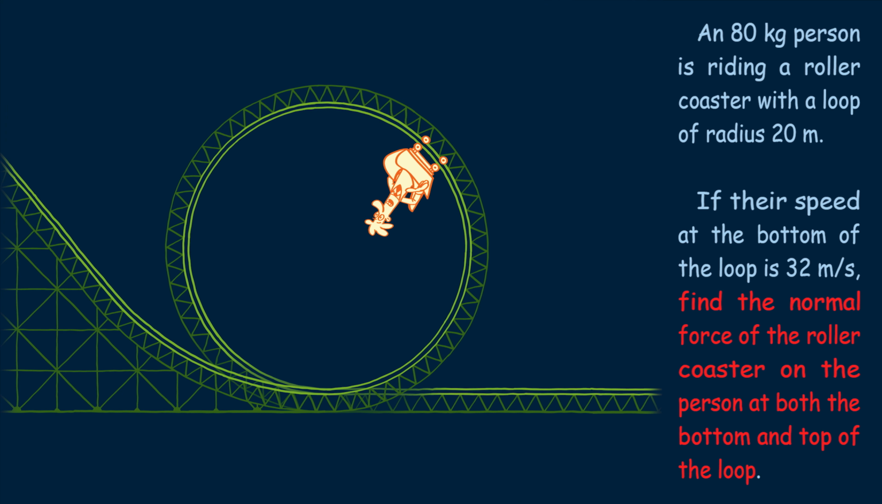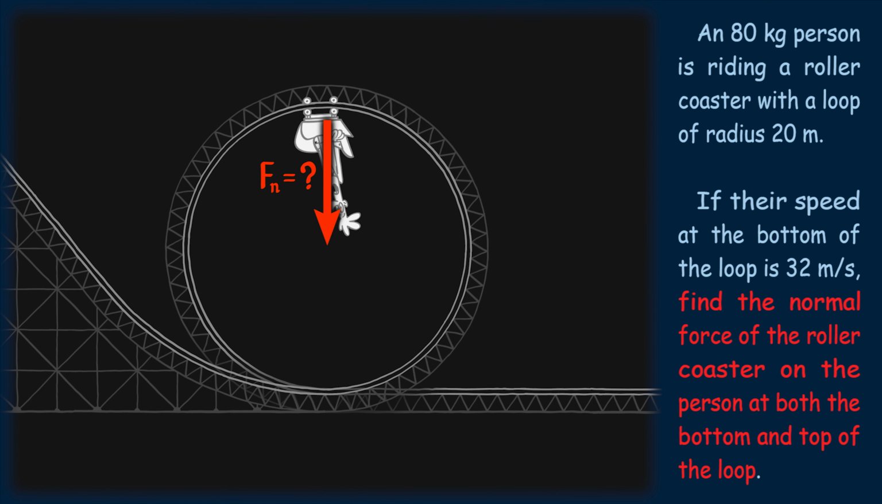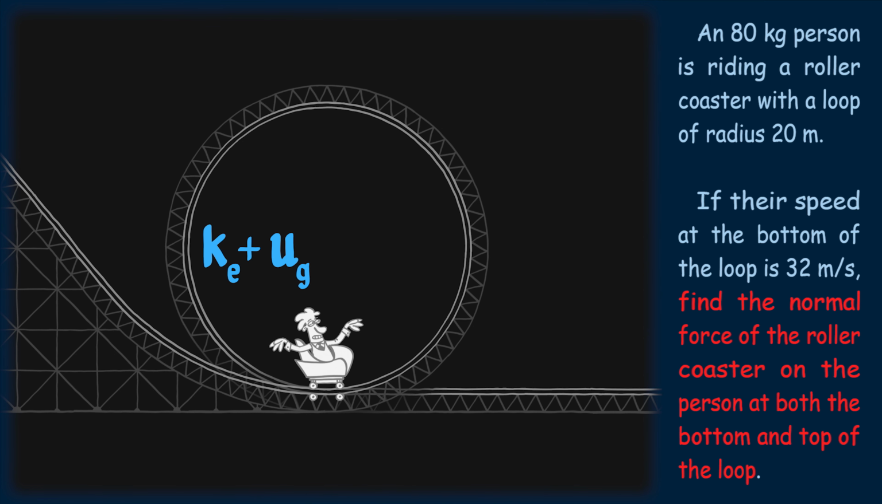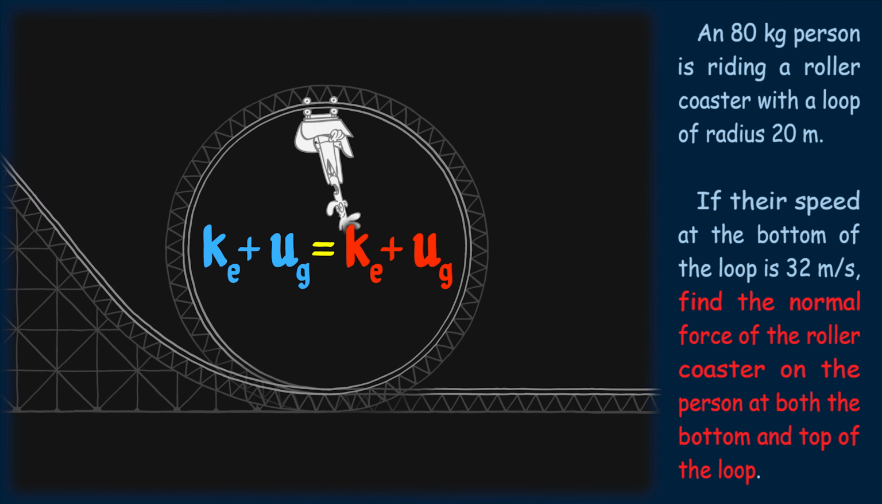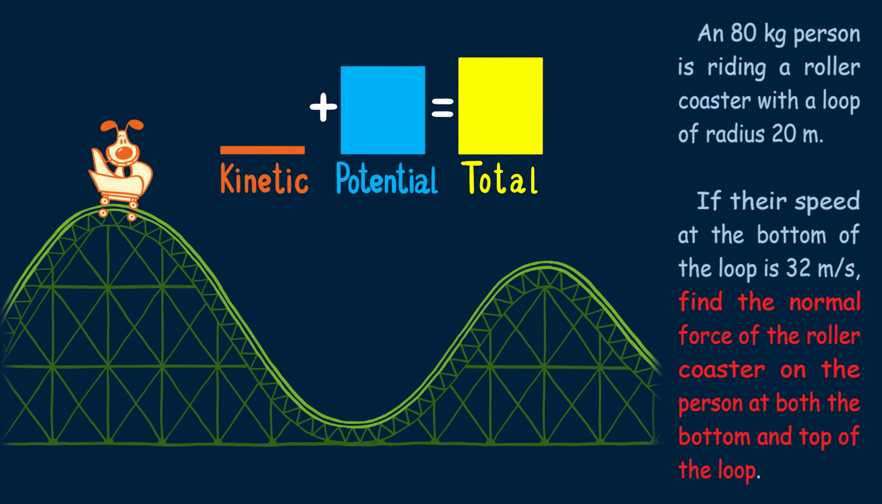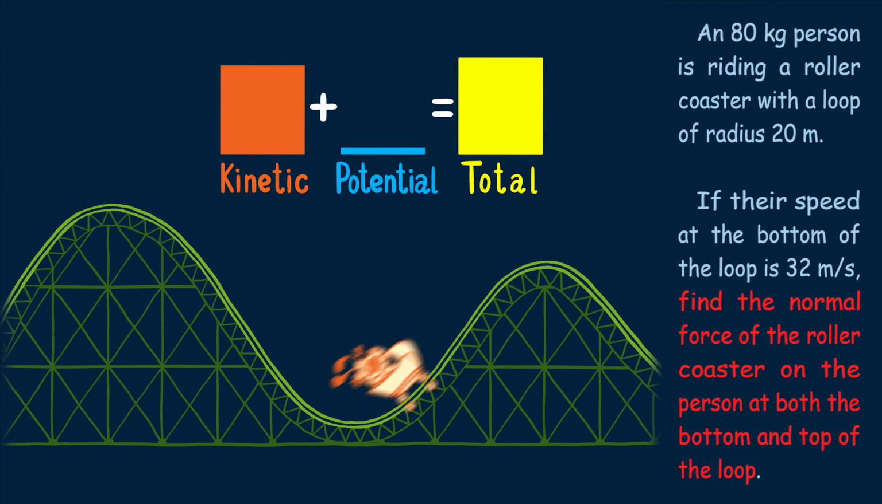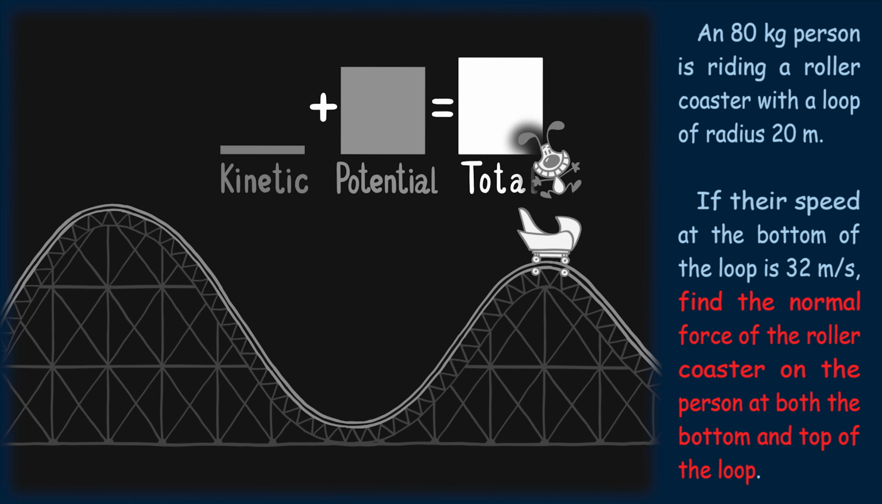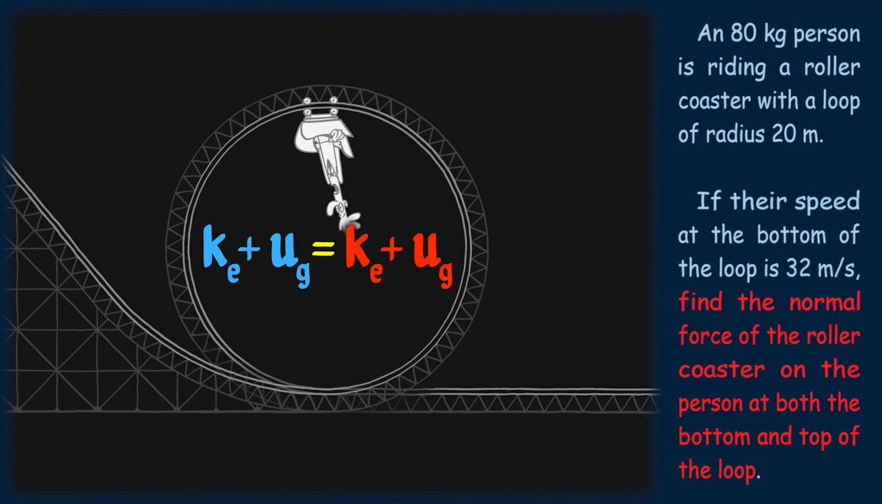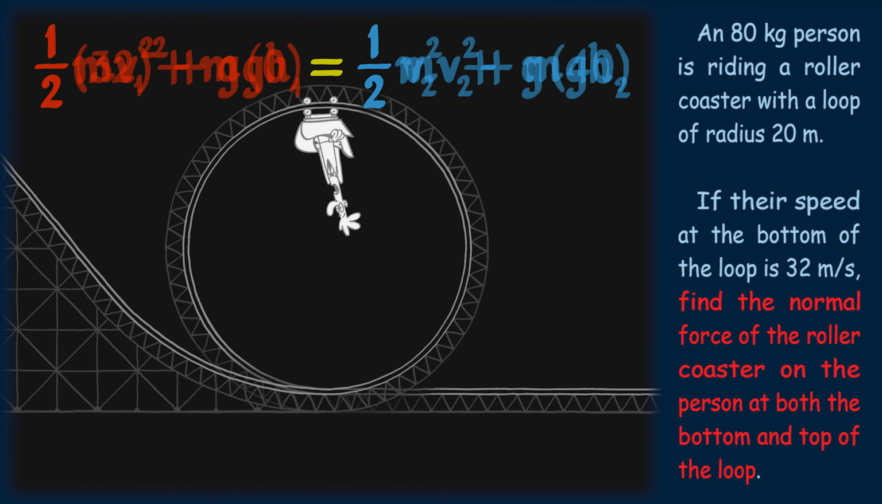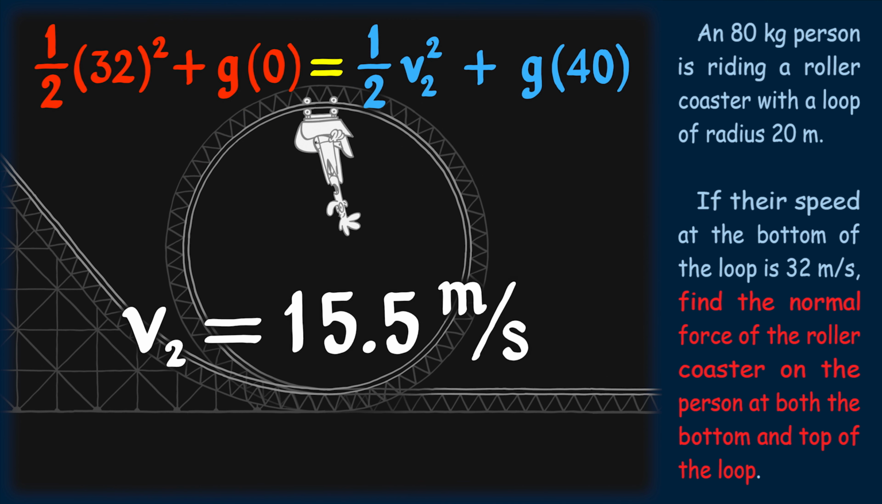Now, looking to find the normal force at the top of the roller coaster, we're going to need to find the velocity. If we remember from before, we can use conservation of energy to equate the total energy at the bottom of the roller coaster to the total energy at the top. This means that some of our kinetic energy from the bottom will be converted to potential energy when it reaches the top. If we set up our equations and do a little math, this gives us a velocity of 15.5 meters per second at the top.